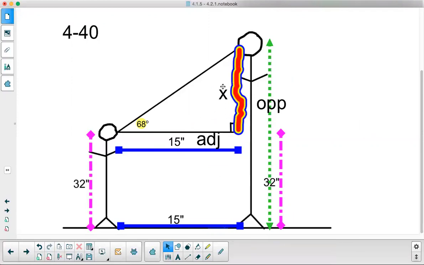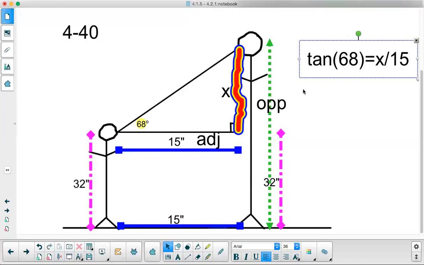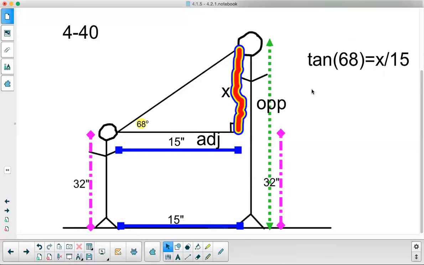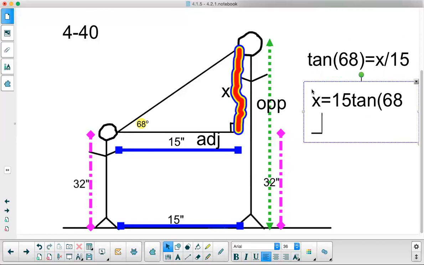Okay. So I'm going to do tan of 68 degrees. It's going to equal x divided by 15. So when I solve for x, it's going to equal 15 times the tangent of 68 degrees. Now, once I multiply that, we can get that answer. Let me go to my calculator.